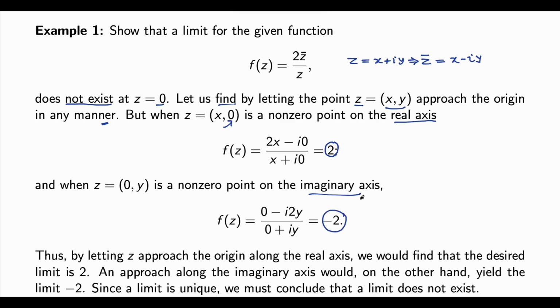And we have seen in the previous video, if the limit exists, then it must be unique. So this limit is not unique, because on two different paths we get two different limits. Therefore, the limit does not exist.